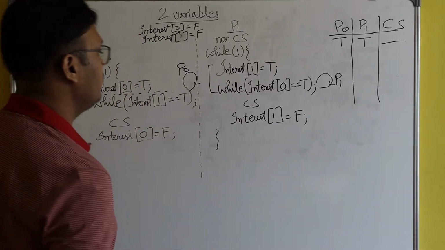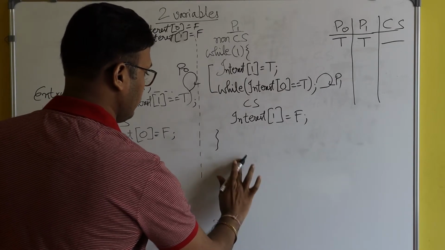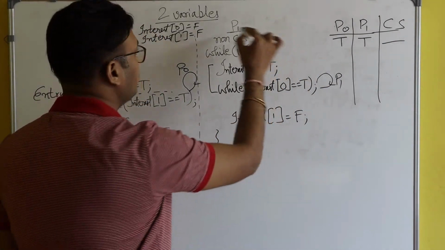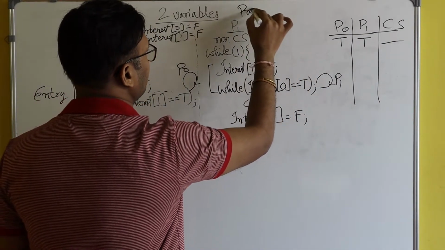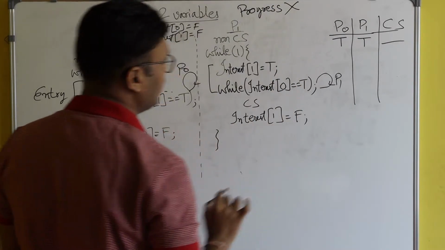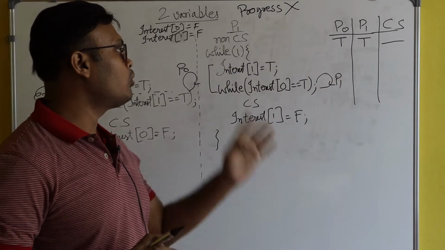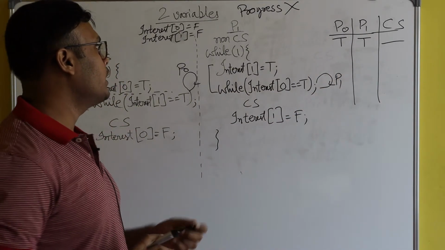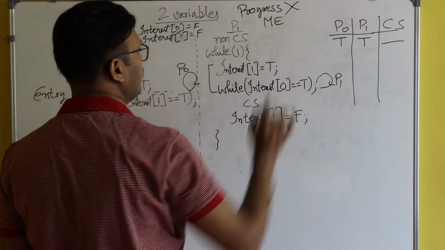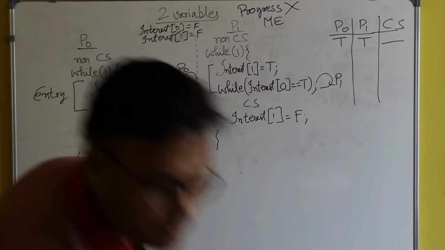So here I write. Is it visible? Okay. Progress is not there. So when both are interested, progress is not there. So let's check about mutual exclusion, whether mutual exclusion is there or not. Now suppose, let me rub this.